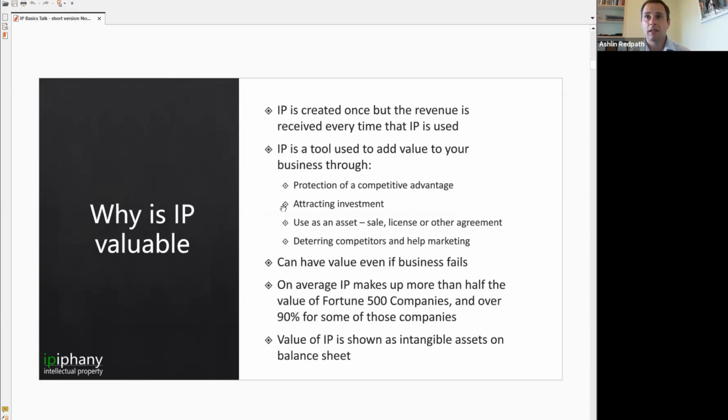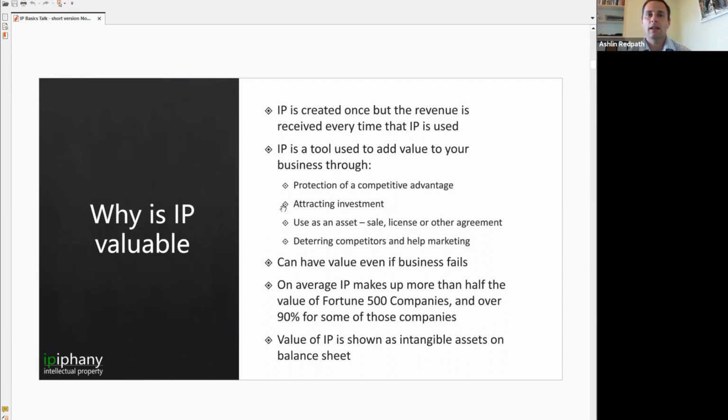The value in IP is really about the fact that you can create it the one time and receive revenue multiple times. So you don't need to recreate the thing every time in order to make money. If you're producing a product, you need to reproduce a product to make money. With IP, you can license and someone else can produce a product and you'll receive a royalty every time that product is produced. If you're a musician, for example, you just produce a song once and then you receive ongoing royalties from that work.